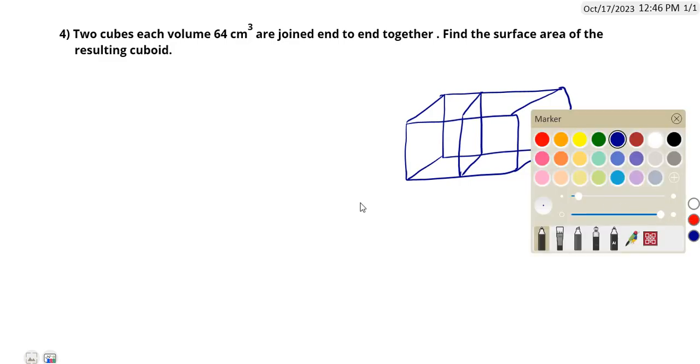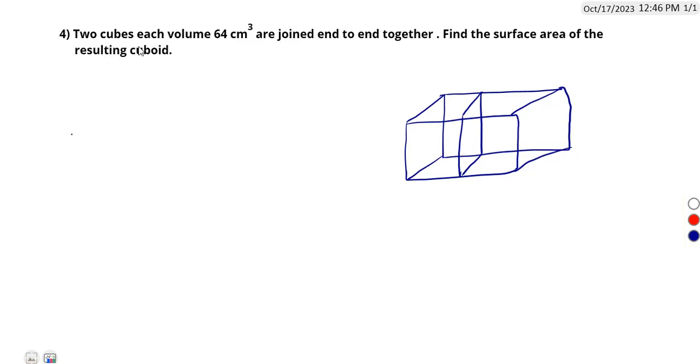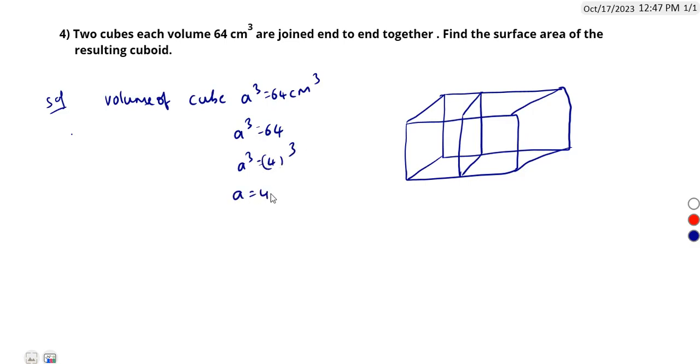So the volume of each cube. Volume of a cube, a cube, equals 64 centimeter cube. Now a cube equals 64, 64 means 4 cube. Then a equals 4. The side of the cube is 4 centimeters: length 4, height 4, all sides equal. Now find the surface area of the resulting cuboid.